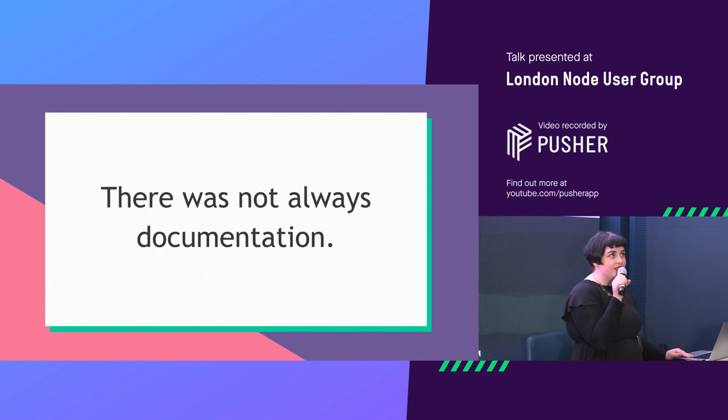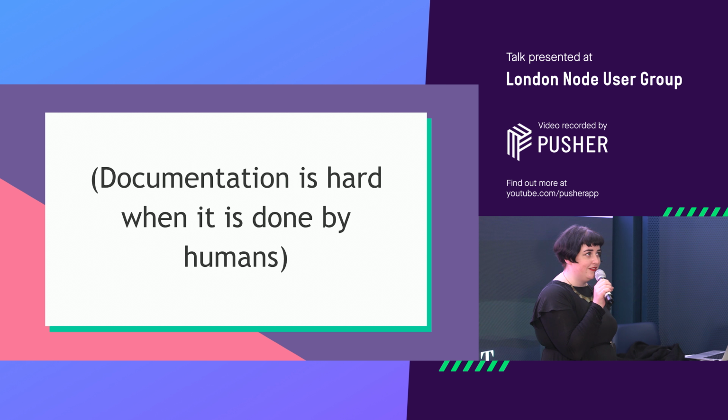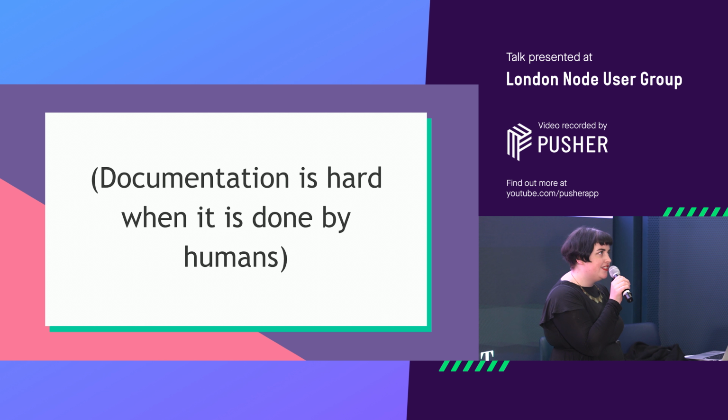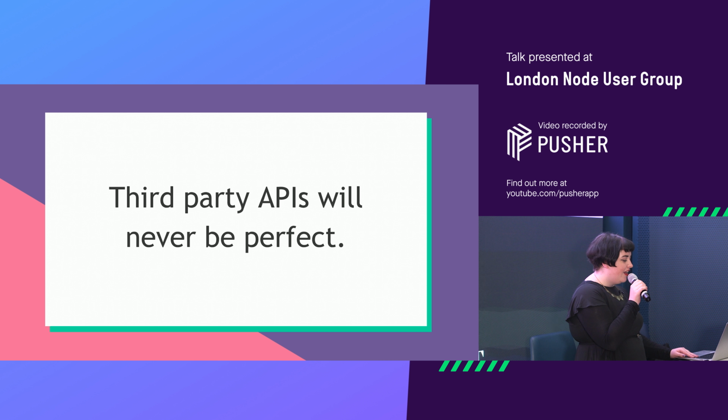And also there was not always documentation for the API. And you'll probably experience this when you use third-party APIs, because documentation is hard when it's done by humans. And sometimes we would not know which parameters, which query params we could pass, or what options we could send with the SDK request. And that was hard. Third-party APIs will never be perfect.